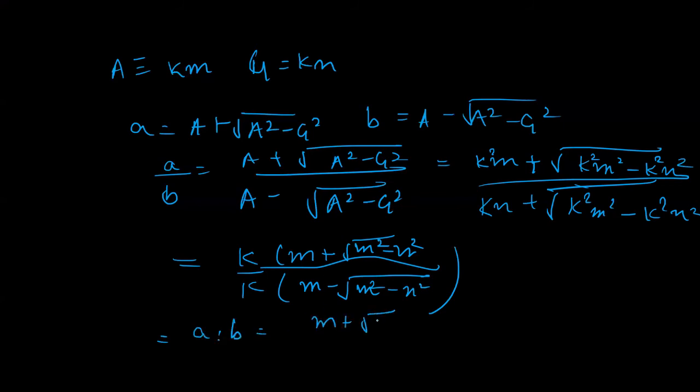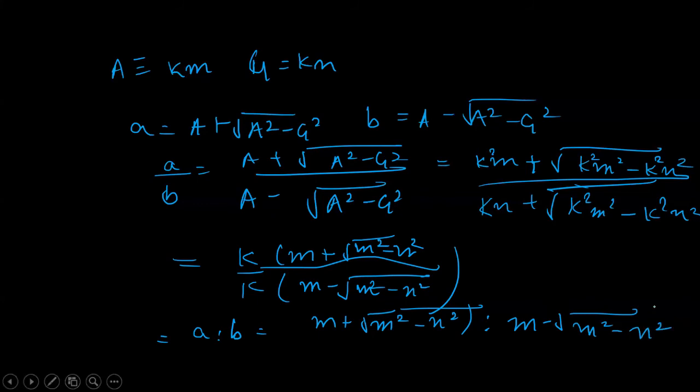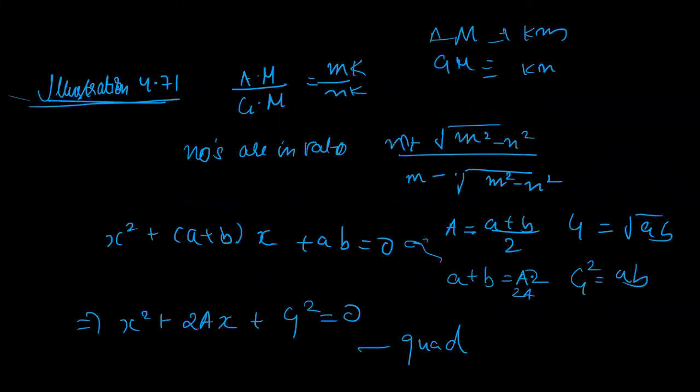1 plus m square minus n square, ratio m minus m square minus n square. Just check from the beginning again and see. Okay.